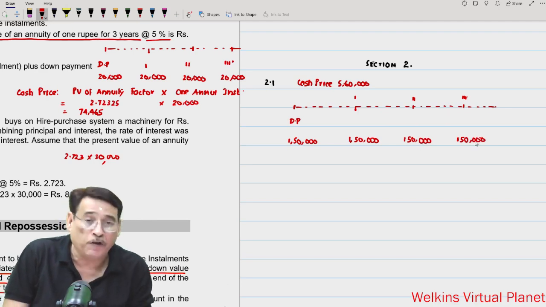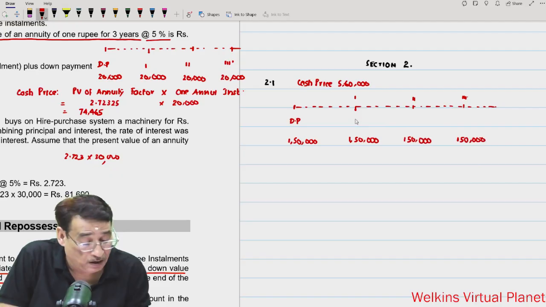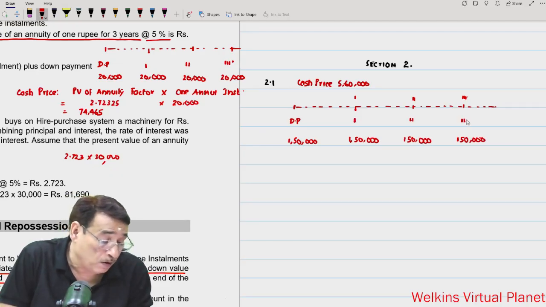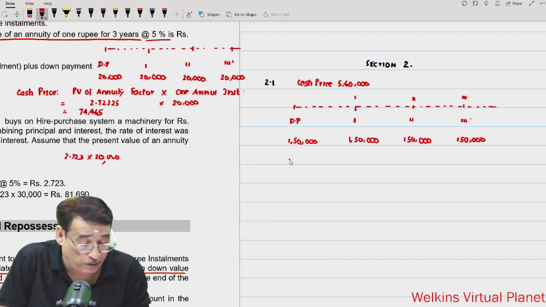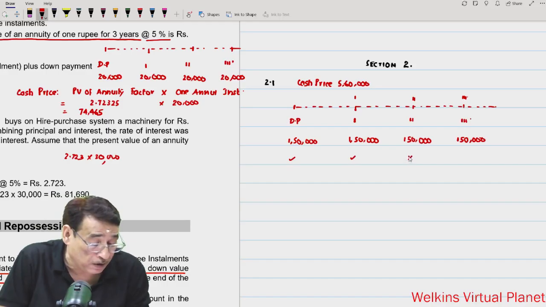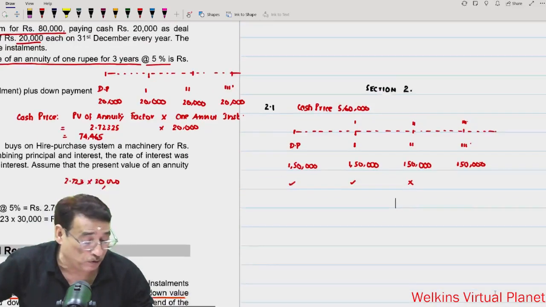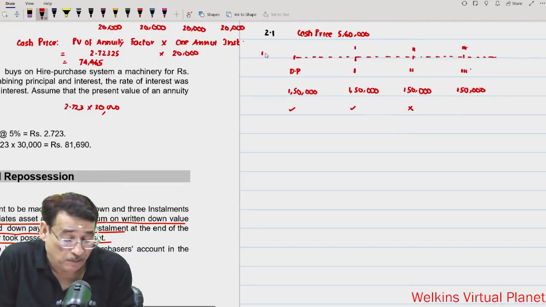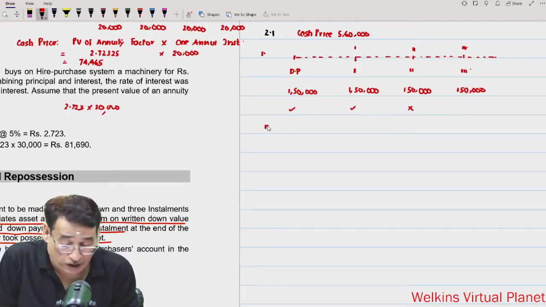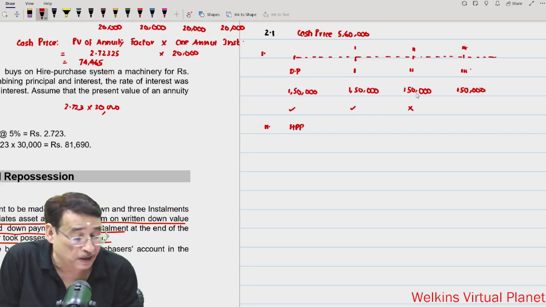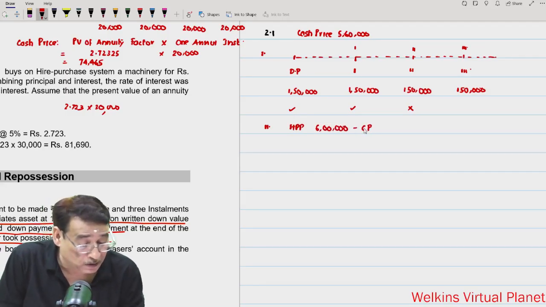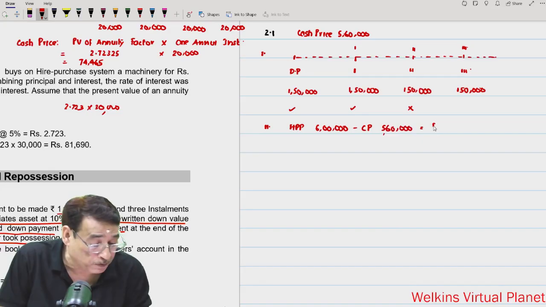If I total it up, it will be equal to 6 lakh. Obviously, this price is the hire purchase price. As given in the question, we paid the down payment, we paid the first installment, we did not pay the second installment, and the asset was repossessed, so it will become a case of repossession, as we told you. If you want to note down, your hire purchase price, down payment plus all installments, is equal to 6 lakh, and your cash price is 5,60,000. So quite obviously, your interest will be equal to 40,000.